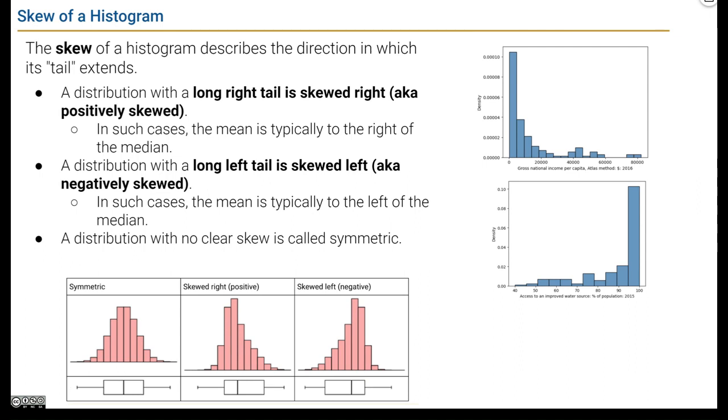In contrast, a long left tail is skewed left or negatively skewed, and then your mean's typically to the left of the median. There are always counterexamples. You can come up with kind of crazy multimodal distributions that break this idea, but for our purposes, that's generally what we're going to be looking for.